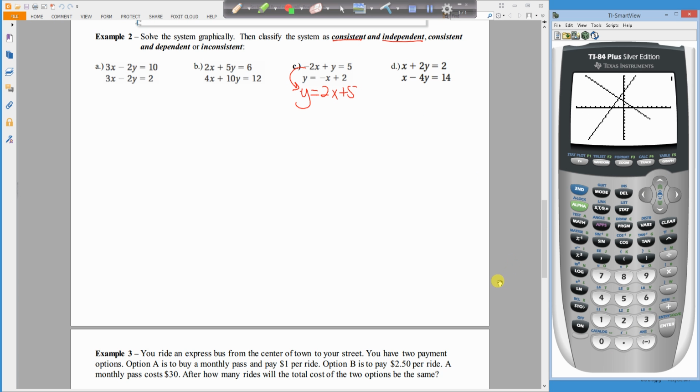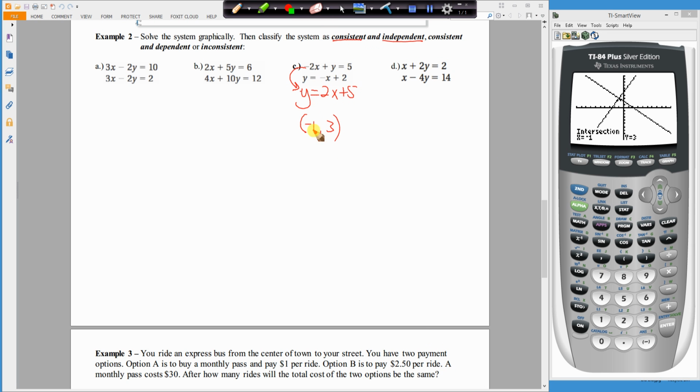Let's see what happens. Oh, they intersect. So I have a solution. So I say second calc, find the intersection. First curve, yes, that's fine. Second curve, yes, that's fine. I don't want to guess. Tell me the answer. And there it is. Negative 1 and 3. That's the solution to the system.